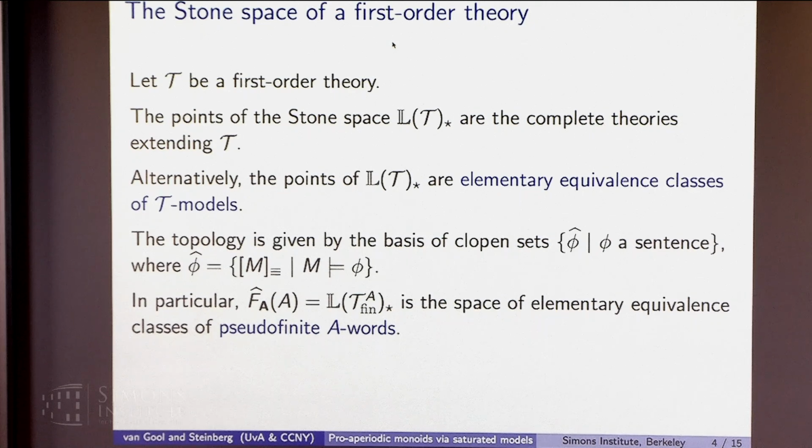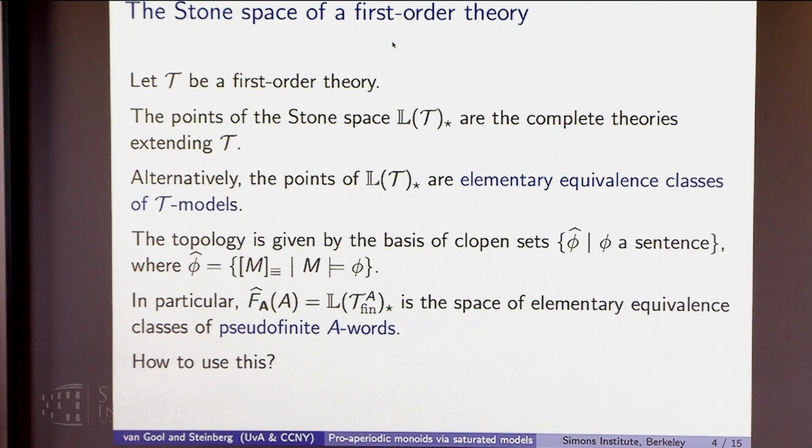That's some Stone duality yoga essentially, but now how to use this? So this is just a space for now. I just have a space underlying this monoid. And the space underlying that monoid, its points are just elementary equivalence classes of models. But that means I should be able to multiply such models, right? Because it comes from a monoid.